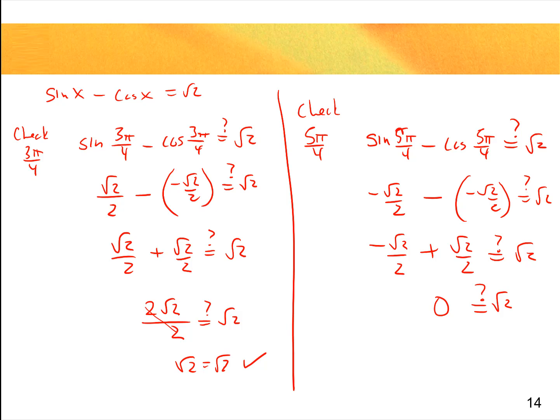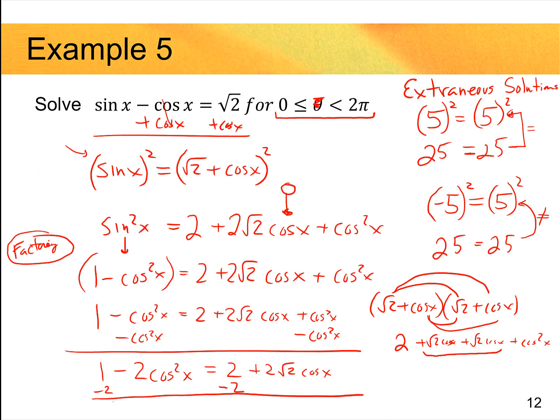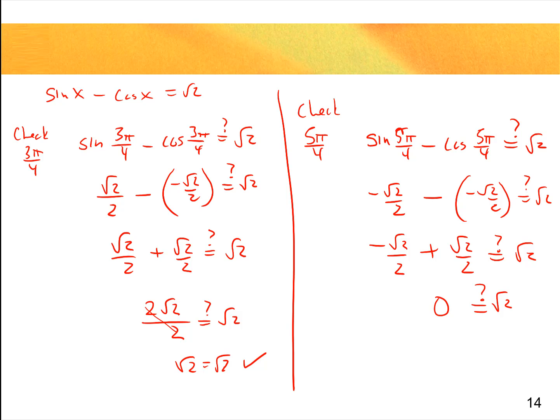Okay, so final answer here. And let me just check, that's in terms of x, is that right? Yeah, it should have been x right over here. Solve everything in terms of x. So x equals, so there it is, only one answer here that checks out back in the original equation, which is 3 pi over 4.